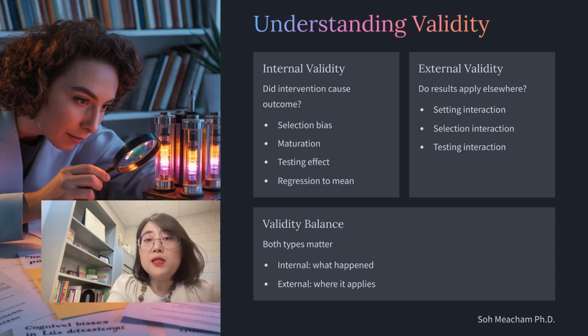Both types of validity matter greatly. High internal validity tells us what happened within our controlled environment, while high external validity tells us where else these findings might hold true outside our controlled environment. It's like having a reliable map and knowing it works for different terrains.